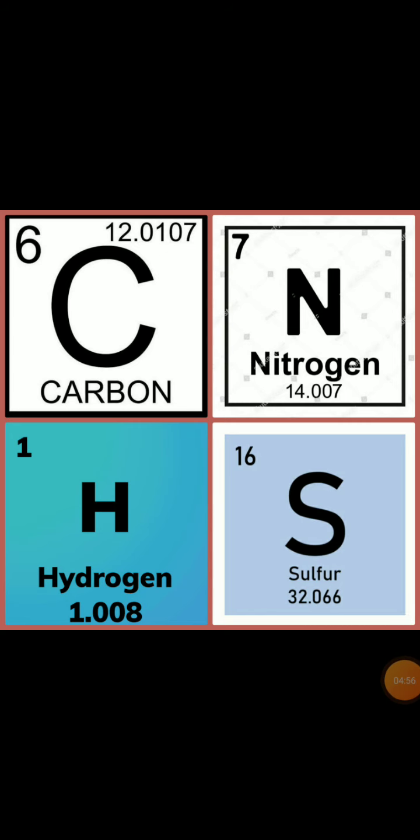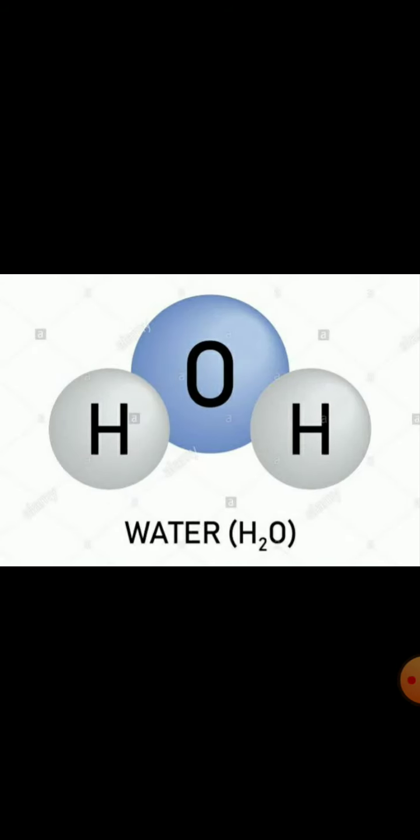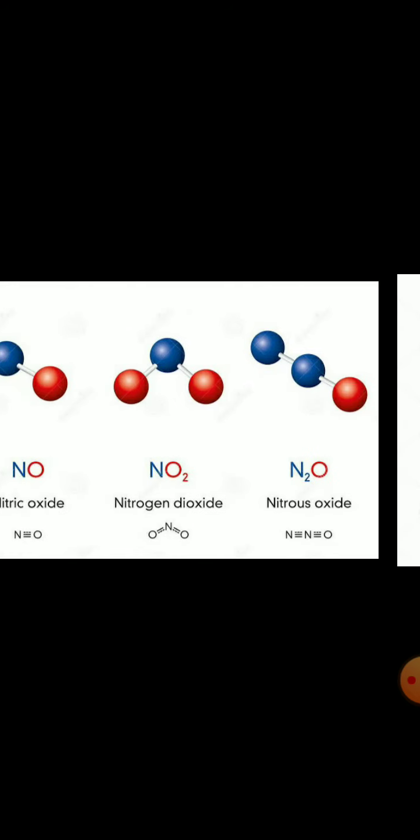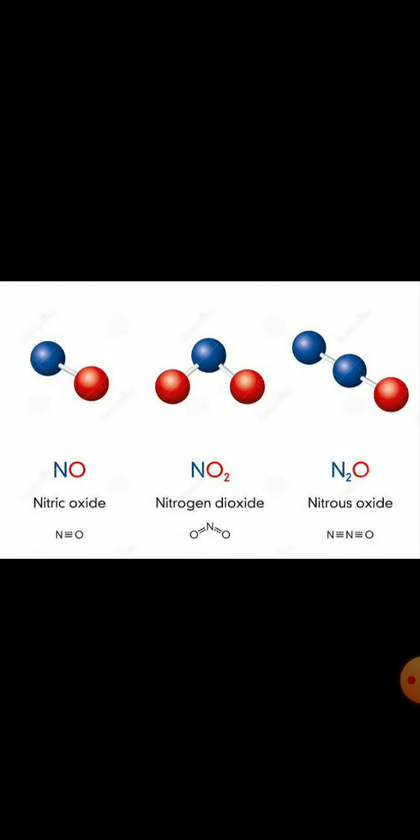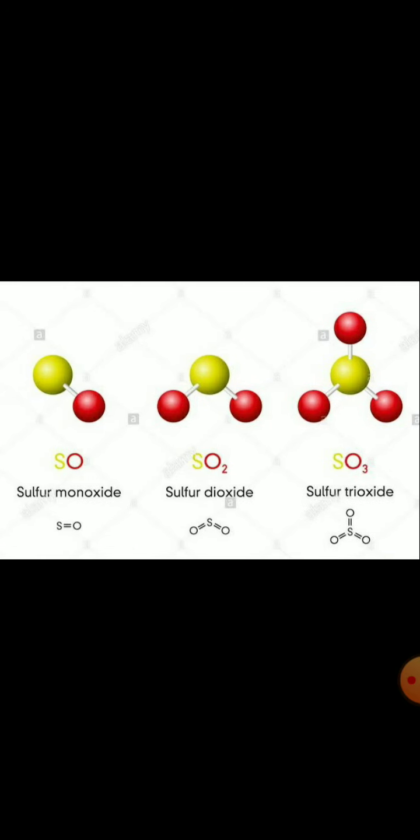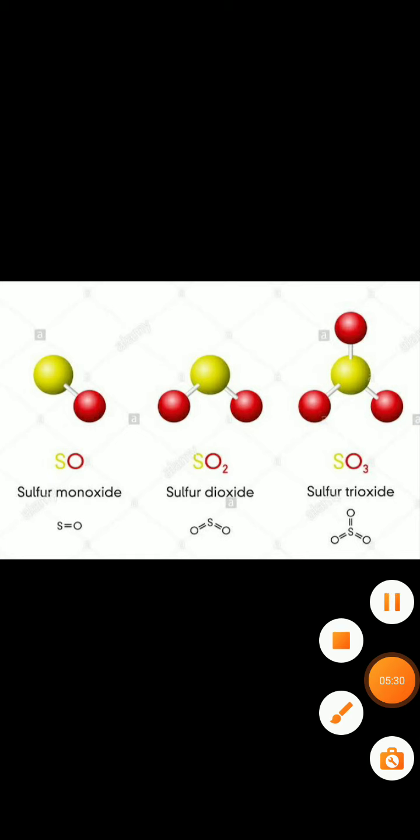When this coal and petroleum are burnt, the products are carbon dioxide, water, oxides of nitrogen. Now, that can be nitric oxide, nitrogen dioxide, nitrous oxide. Also, they will form oxides of sulfur: sulfur monoxide, sulfur dioxide, sulfur trioxide. These all are oxides of sulfur. So, these are the products when this coal and petroleum are burnt.